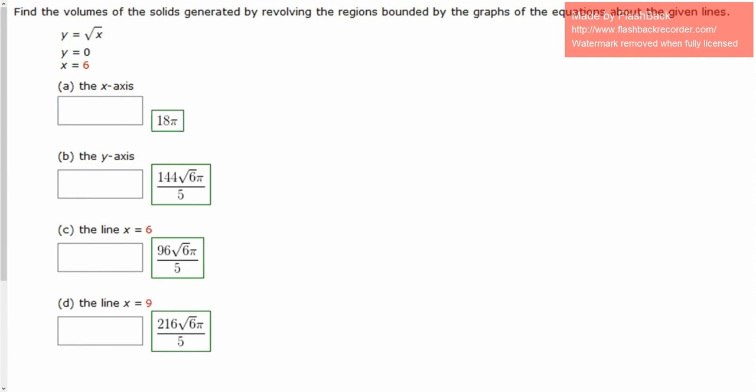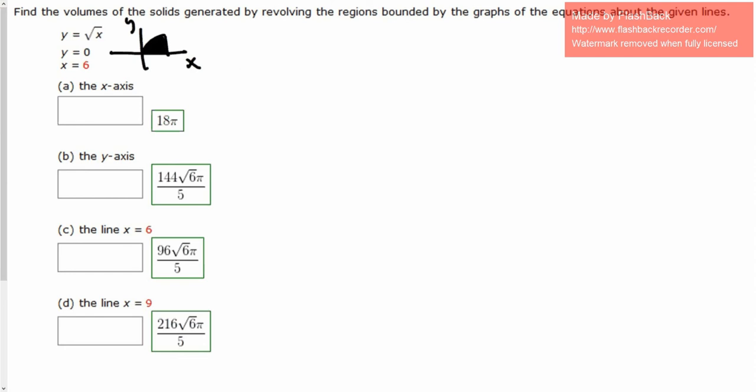Again, we find the volume here of the solids generated by revolving the regions bounded by the graphs of the equations about the given lines. So basically, we're talking about this graph here, the square root of x, and x goes from 0 to 6. So basically, just talking about this part here.